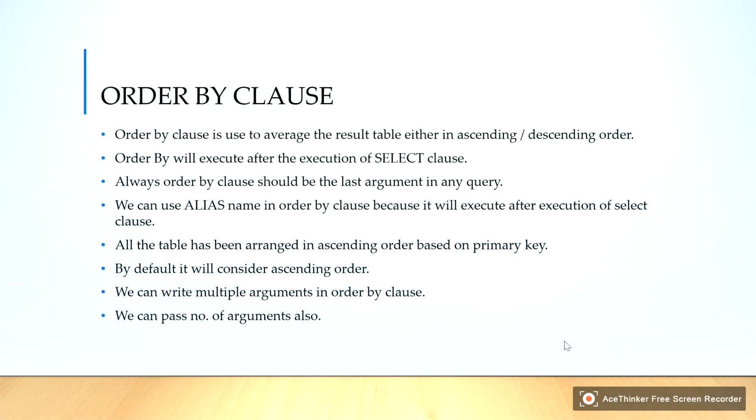Order by clause. Order by clause is used to arrange the result table either in ascending or descending order. Order by will execute after the execution of select clause. Always order by clause should be the last clause in any query. We can use alias names in order by clause because it will execute after execution of select clause. By default, it will consider ascending order.